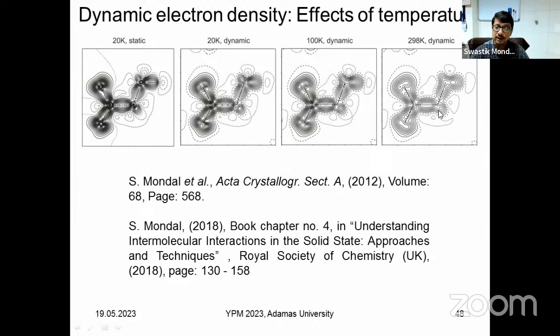And now if I go to 100 Kelvin, then this is the structure and this is the room temperature structure. Now look at the room temperature structure and this 20K dynamic structure. In the 20K dynamic structure, essentially thermal vibration is not there. But because of the Heisenberg uncertainty principle, or we call it zero point vibration, that is there. So zero point vibration is already close to the static one, but within this range. So at room temperature, the electron density looks quite different from what is shown at very low temperature. This will be explored in future, and this is one aspect, the analysis of dynamic electron density.